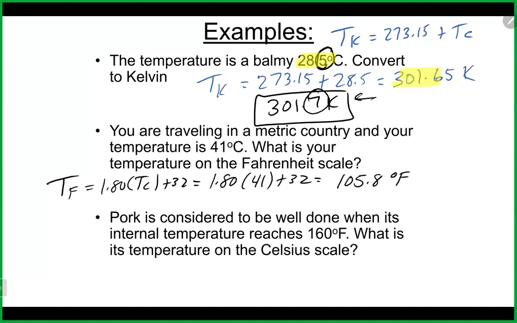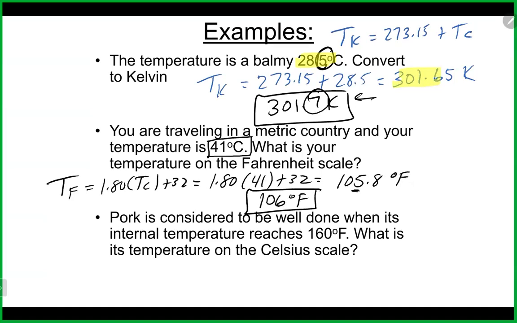Once again, here I should take this to 106. Once again, our original number was a whole number, so that would take us to here. Again, with the 8, we would round up and we would end at 106 degrees Fahrenheit. Question on that there?